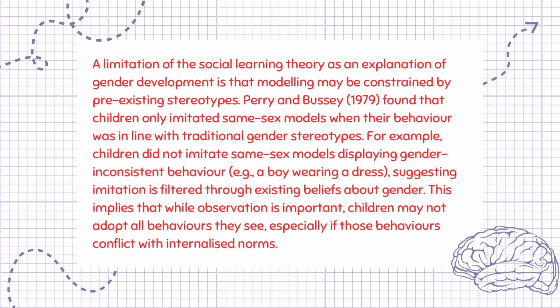A limitation of the social learning theory as an explanation of gender development is that modeling may be constrained by pre-existing stereotypes. Perry and Bussey, 1979, found that children only imitated same-sex models when their behavior was in line with traditional gender stereotypes. For example, children did not imitate same-sex models displaying gender-inconsistent behavior, e.g., a boy wearing a dress, suggesting imitation is filtered through existing beliefs about gender. This implies that while observation is important, children may not adopt all behaviors they see, especially if those behaviors conflict with internalized norms.